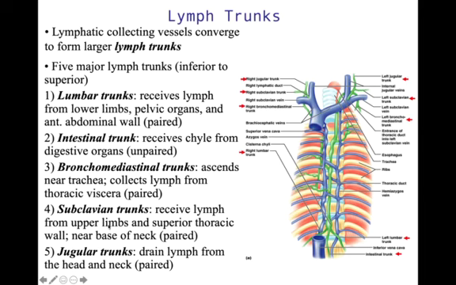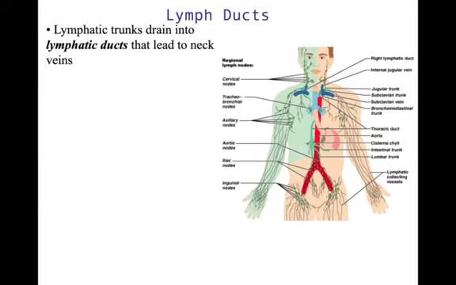And the 5th major lymph trunk is the jugular trunks. Again, these ones are paired, so you have a right jugular trunk and you have a left jugular trunk. These are going to drain lymph from your head and your neck. Here we see the right jugular trunk in green. Here we see the left jugular trunk in green. All right, so what happens when trunks merge? Well, then you form what are called ducts. Lymphatic trunks merge together and they drain into what are called lymphatic ducts, and it's the lymphatic ducts that then drain the lymph into your subclavian veins.